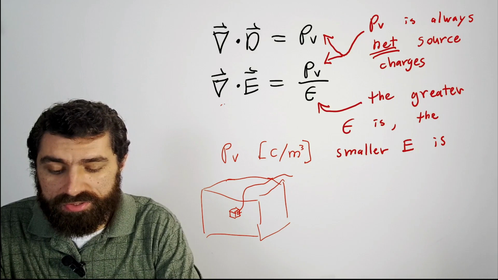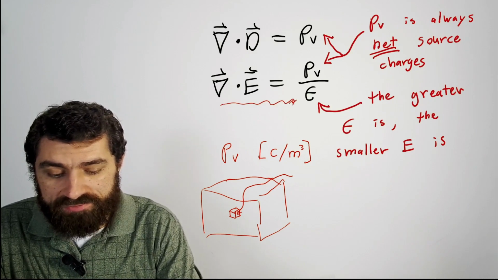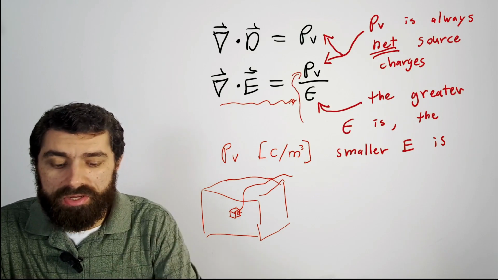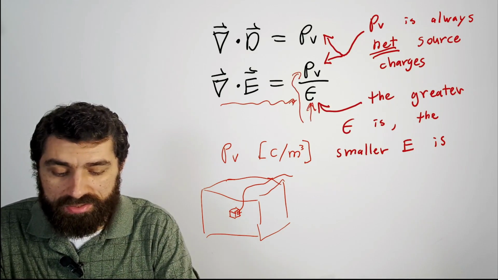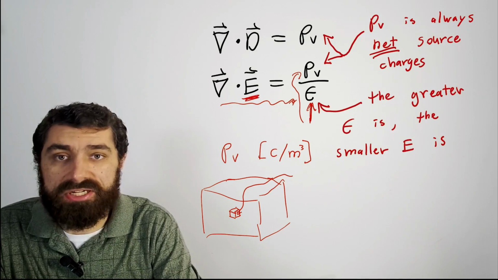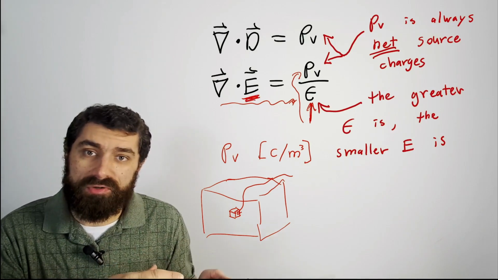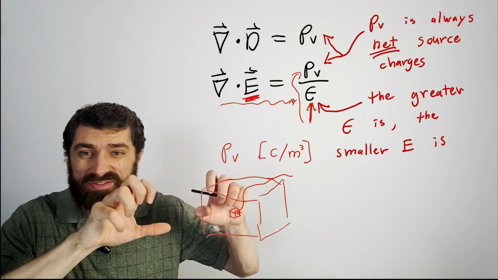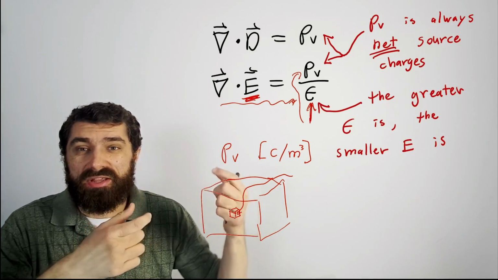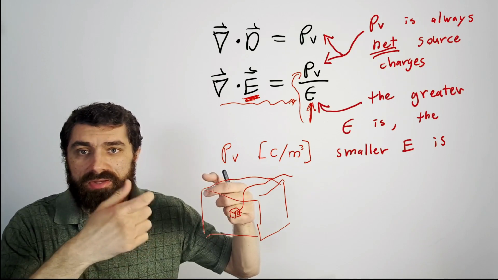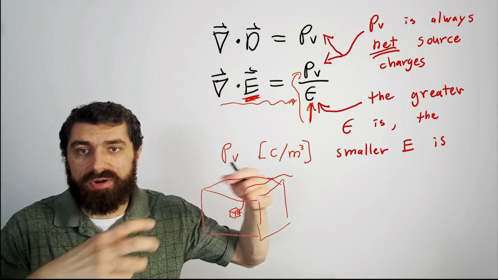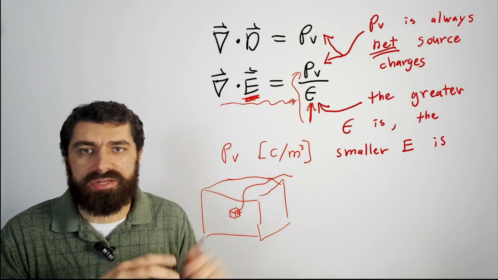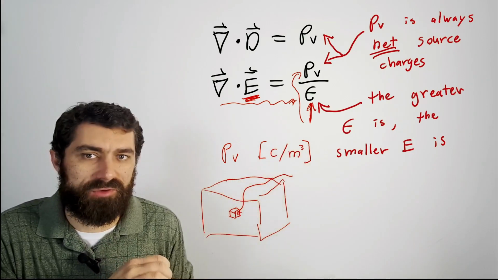And notice here, according to this formula, that if you keep rho v constant, so you have a constant amount of charge, but you increase epsilon, E has to decrease. And that has to do intuitively with the fact that when the atoms or the molecules polarize in response to the applied field, they polarize in a direction, or they flip in a direction, that counteracts the original field that caused them to align in the first place.